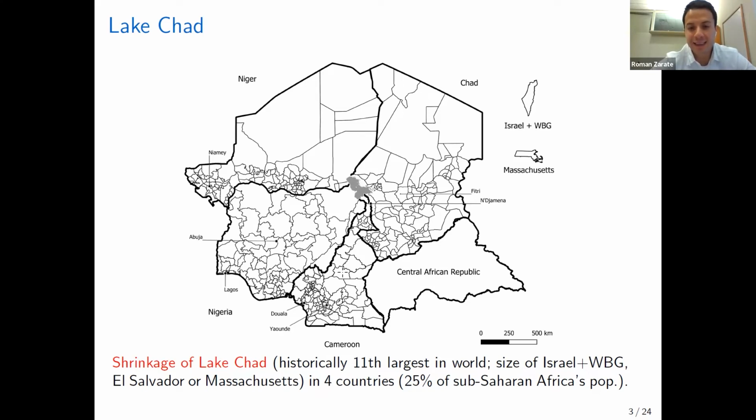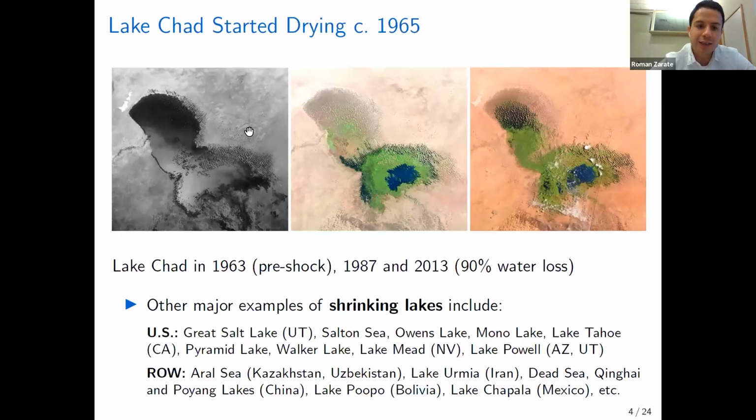However, since 1960, the lake started to shrink, and here are some satellite images of the lake. Here is the lake in 1963, and as you can see, the lake reaches its highest level at the beginning of the decade of 1960. Starting in 1960, because there was a shock in a fifth country that I'm going to talk about later, the lake started to shrink, reaching its lowest level in 1987, and as you can observe from the map, the northern pool of the lake disappeared. Since 1990, there has been a small recovery, but compared to early 1960, the lake has lost more than 90% of its water.